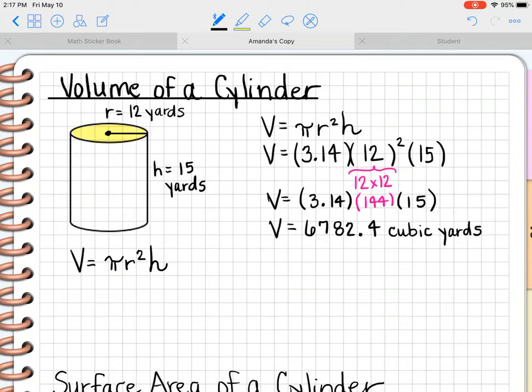When I first started teaching math to adults, we were not allowed to use a calculator. So we had to work all of this out by hand. So things have changed, and I'm glad.